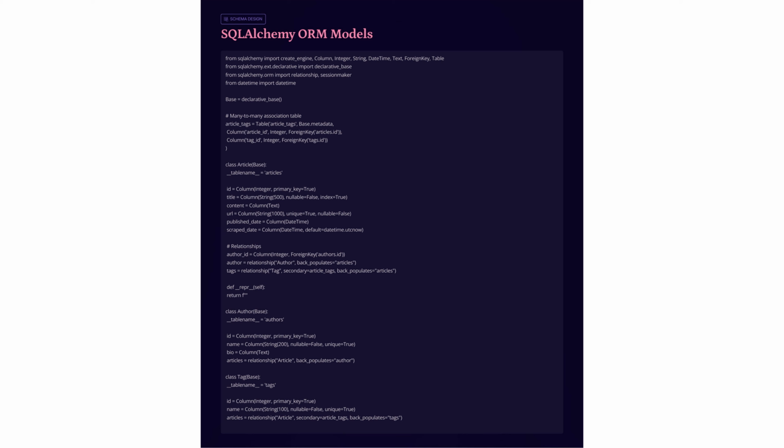In SQL Alchemy ORM, define models for articles, authors, and tags. Use a many-to-many association table for article tags relationships. Each article has a title, content, URL, and dates. Authors have unique names and bios, while tags are uniquely named. Relationships are established using foreign key and relationship functions, ensuring efficient data management and retrieval.